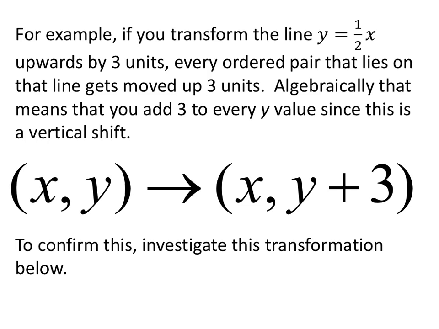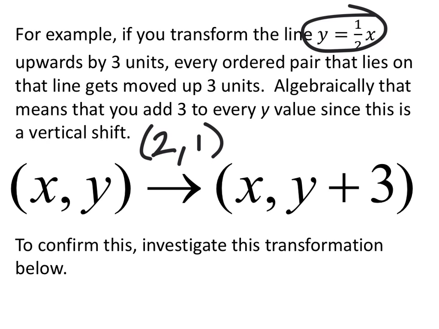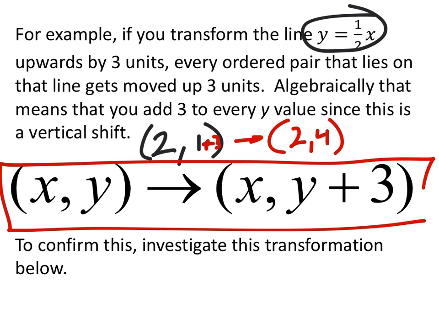So if something was on the line for y equals 1/2 x, maybe it would have been something like (2, 1). Well, the transformation is moving this up 3, which means my y value is going to have to add 3, which changes this now to (2, 4). See that? That's what this is saying. It's very abstract, very algebraic, but it is something you need to understand. To confirm this, the investigation will show us.